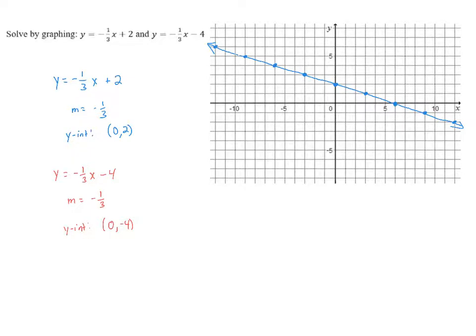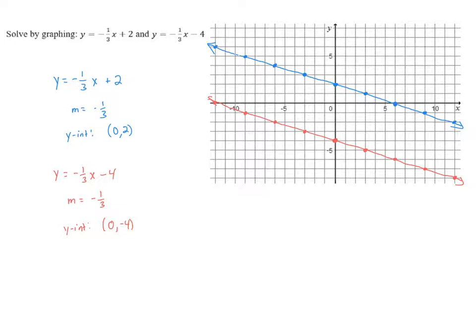We can plot the y-intercept first. It's going to be negative 4 on the y-axis. And then we use the slope to get more points. The slope, again, is negative 1/3. So that means we're going to go down 1 to the right 3, repeating that several times. And in the other direction, to get more points, we can go up 1 and to the left 3, repeating that several times. And if we connect these dots to get a straight line, it's going to look something like this.